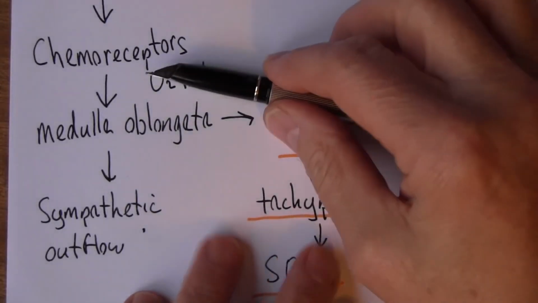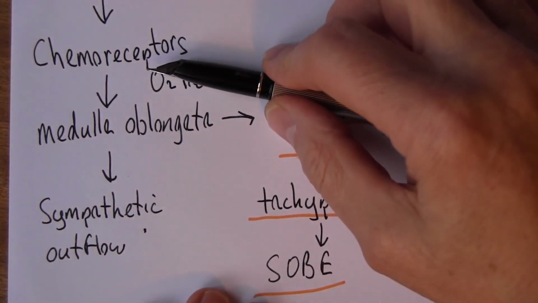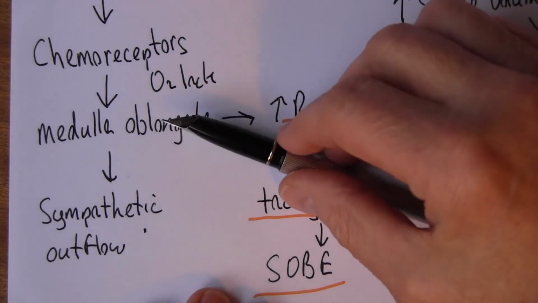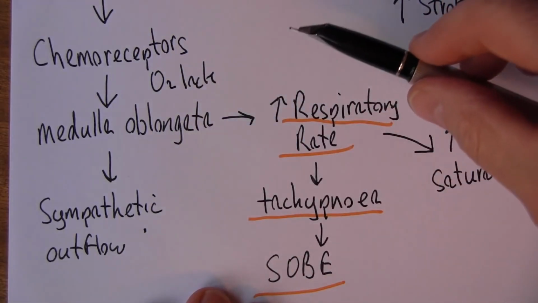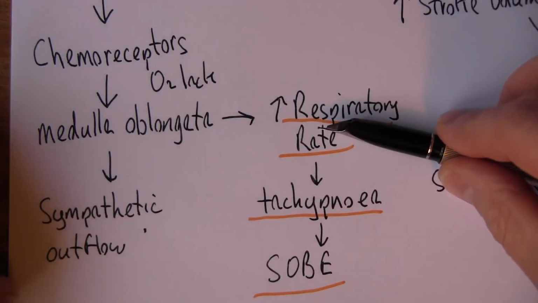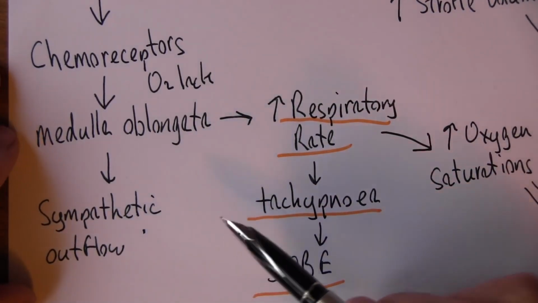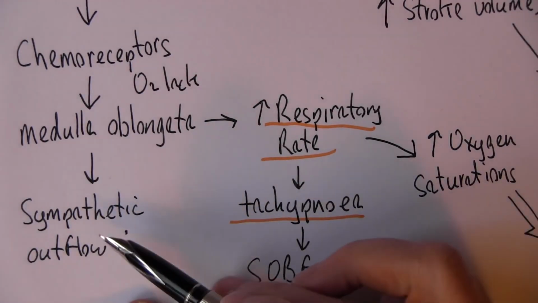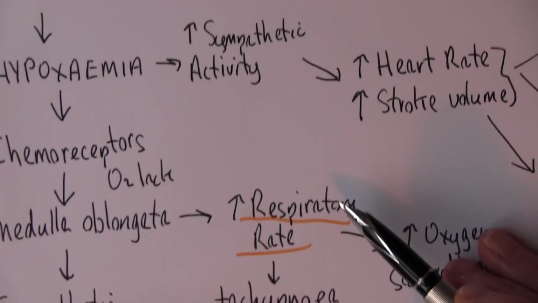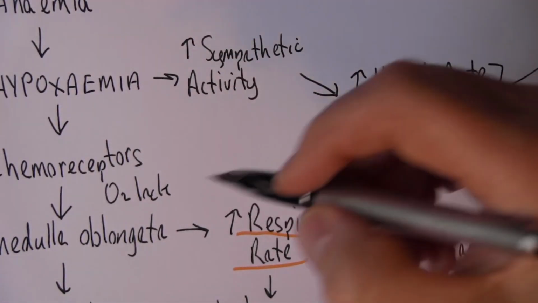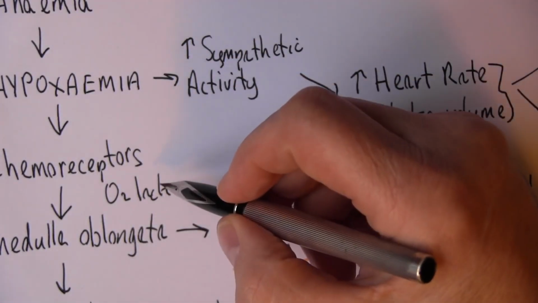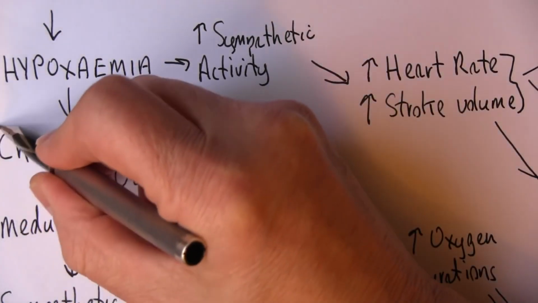The oxygen lack has been detected by the peripheral chemoreceptors in the large arteries. That's gone to the medulla oblongata, which has increased the respiratory rate, but of course it's also the medulla oblongata which increases the sympathetic outflow. So the medulla oblongata is also increasing the sympathetic outflow. It's kind of going around there like that, isn't it?